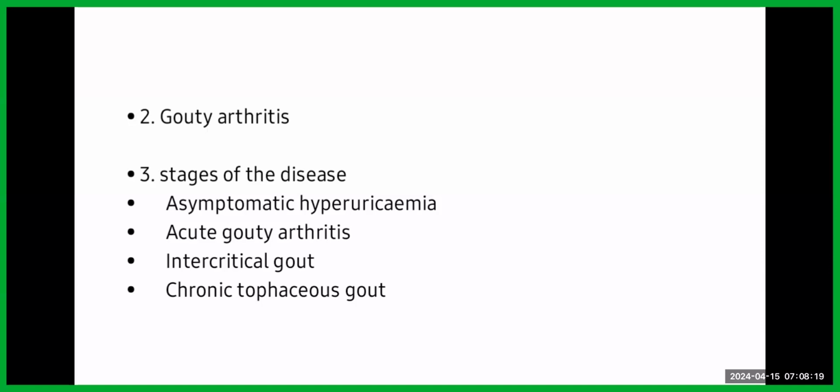As I said, in some texts, the way they arrange it, one text said acute sodium urate synovitis, which is acute gout, then chronic polyarticular gout, meaning it could become chronic and affect other joints in the body, then chronic tophaceous gout, and urate stone formation. So those are the various stages identified for this disease.